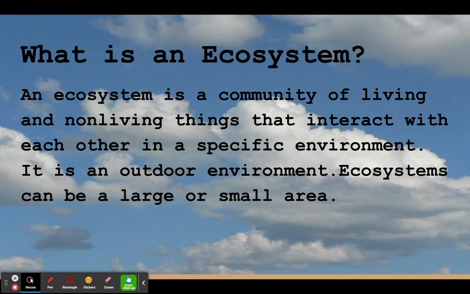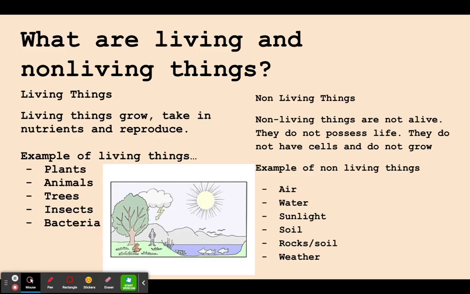So you may be wondering, what is an ecosystem? An ecosystem is a community of living and non-living things that interact with each other in a specific environment. It is an outdoor environment and can be large or small.